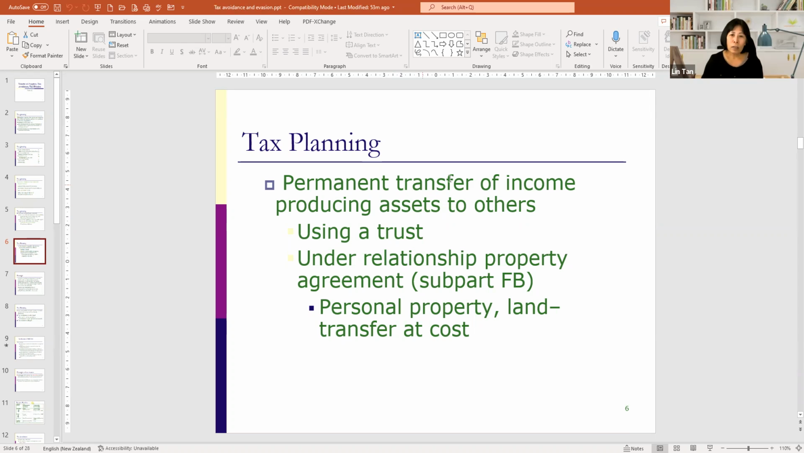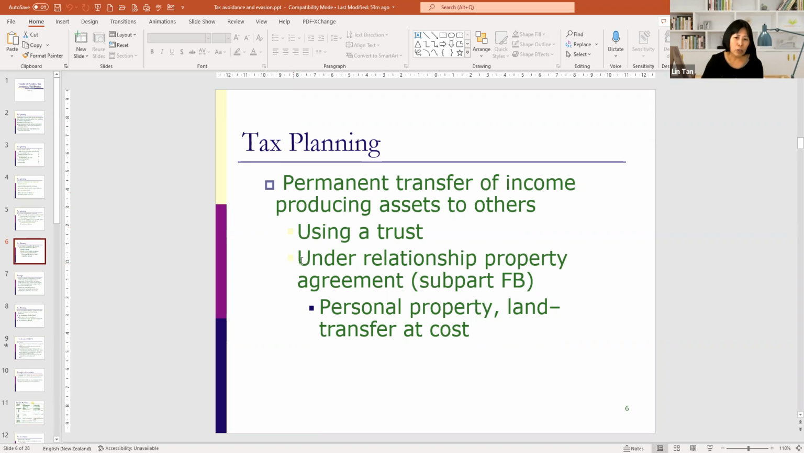So if these income producing assets are transferred to a trust, and even if the trustee does not distribute the income to the beneficiaries, the trustee are taxed at a rate of 33%, right? So that already gives us a savings of 6% tax, right? In this case, the assets are permanently transferred to the trust, meaning that now it is the trustee of the trust that actually owns the property.